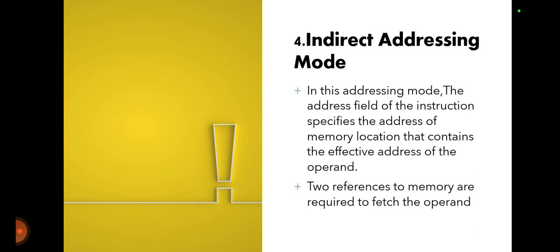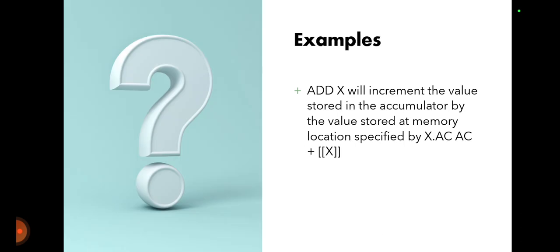Fourth one, indirect addressing mode. In this addressing mode, the address field of the instruction specifies the address of the memory location that contains the effective address of the operand. Example, this is shown below, just check on it.